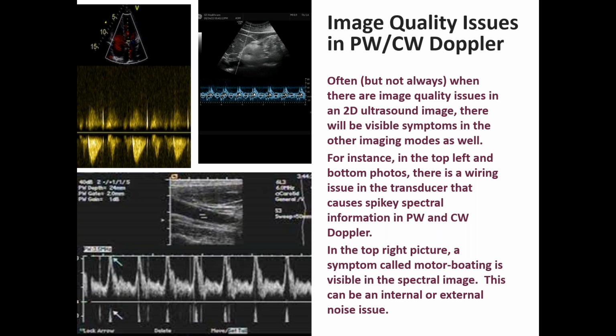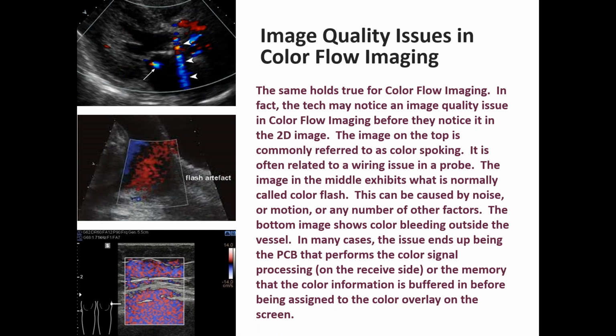In the top right picture, you can see a little bit of motor boating in the spectral image. This can be an internal or external noise issue. The reason I bring this up is anytime you are troubleshooting any kind of image quality problem, you want to look at all of your modes of imaging to see where and how often that problem shows up. The same holds true for color flow imaging.